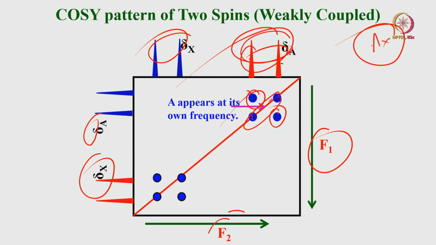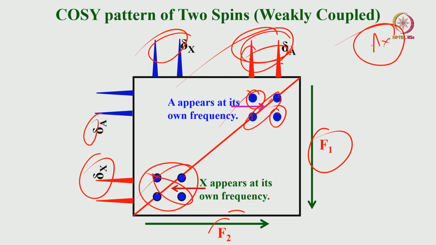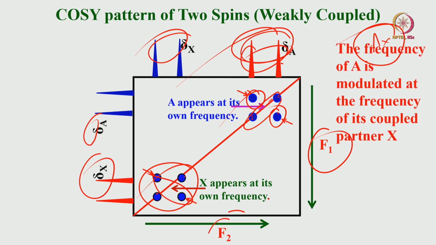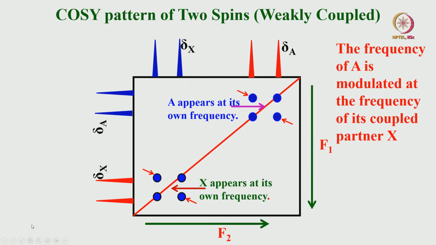And similarly, X also gives 4 peaks in the square pattern. That means this is also an autocorrelated peak. This and this are correlating, giving rise to a cross peak between themselves. X appears. Now, both A and X spins give autocorrelated peaks. Finally, what is going to happen is the A frequency will give rise to a cross peak at its coupled partner X.